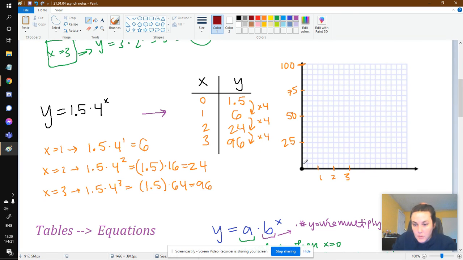And now we say 0 is 1.5. That's like way down here. 1 is 6. That's like here. 2 is 24. That's almost at 25. And 3 is all the way up to 96. An exciting part of exponential functions is that they grow really fast, right? It's like they do not waste time getting big. It kind of shoots off.